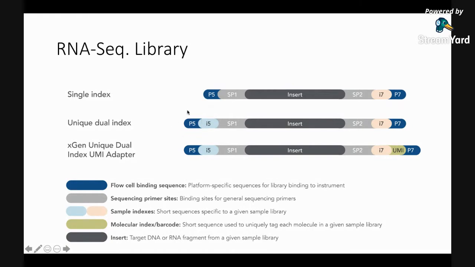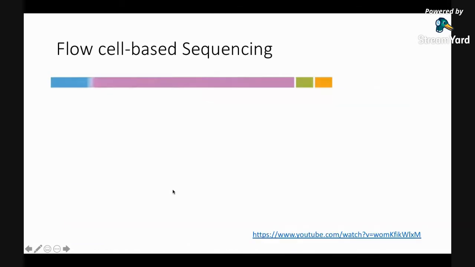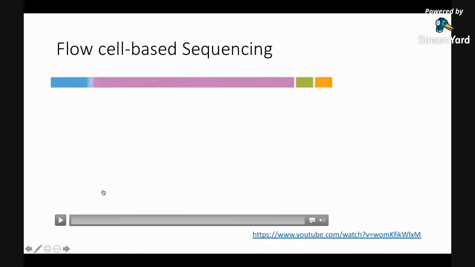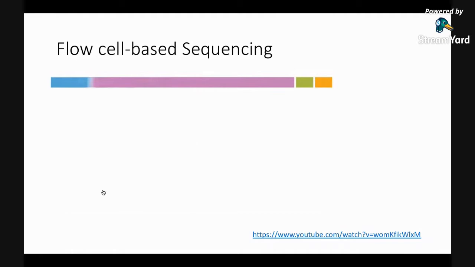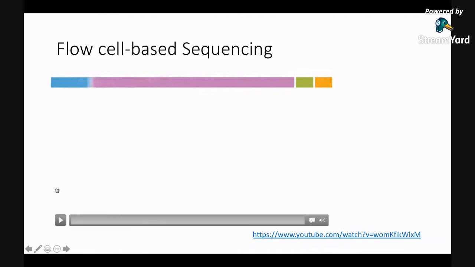Next, you have this universal end, which is the flow cell binding sequence. Now, why do you need a flow cell binding sequence here? What is the flow cell? A flow cell is a glass chamber which Illumina uses for their sequencing. And I'll just show you a video explaining this phenomenon.